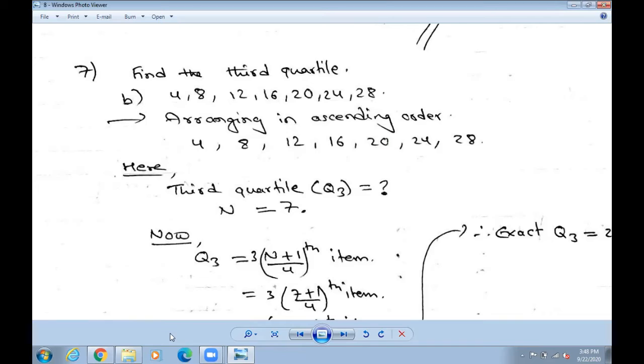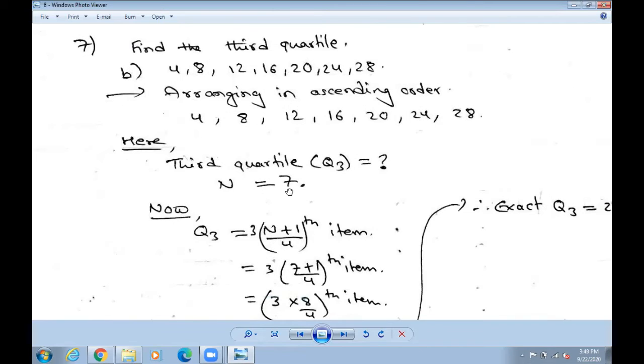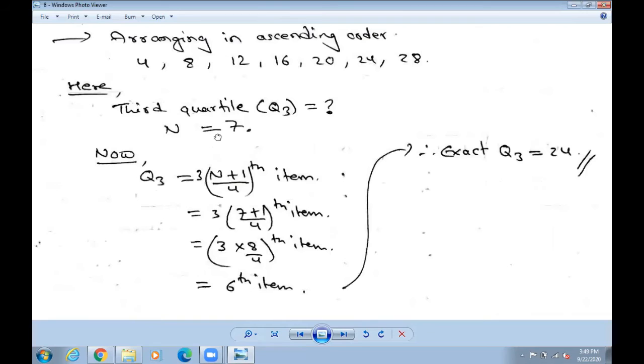So let us write down the numbers in ascending order first. Then the third quartile means Q3 equals question mark. So n equals 7. How many numbers are there? 1, 2, 3, 4, 5, 6, 7. 7 numbers are there, so n equals 7. What is the formula of Q3? The formula of Q3 is 3 bracket (n plus 1) by 4 th item. So this is the formula of Q3.